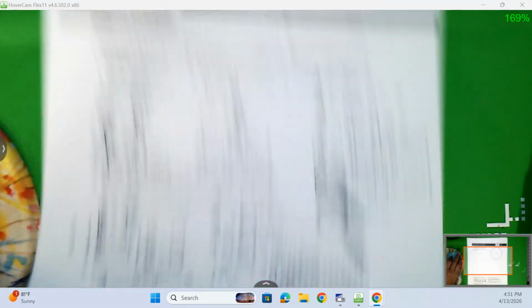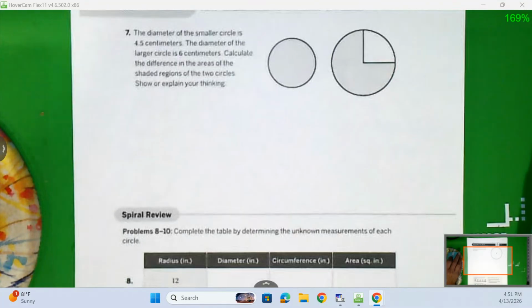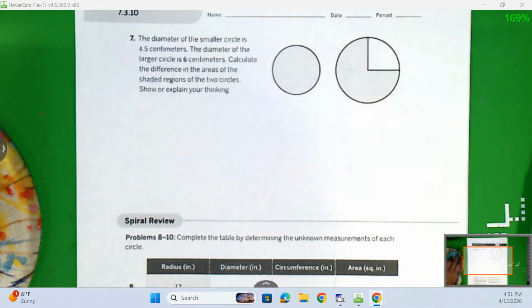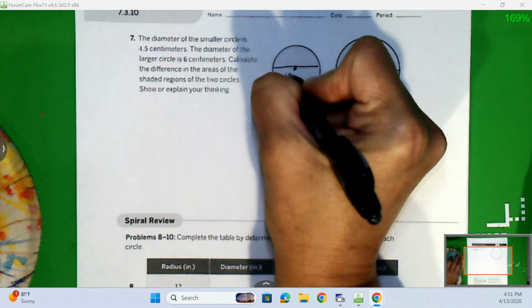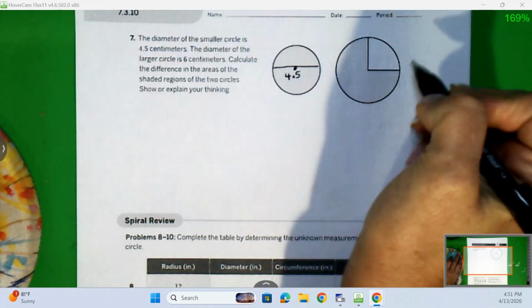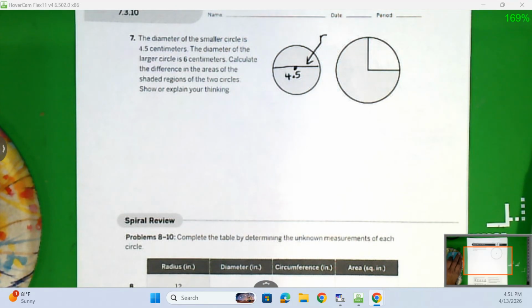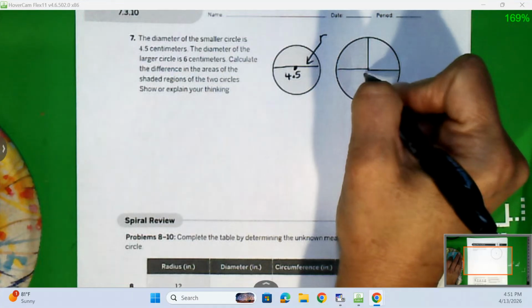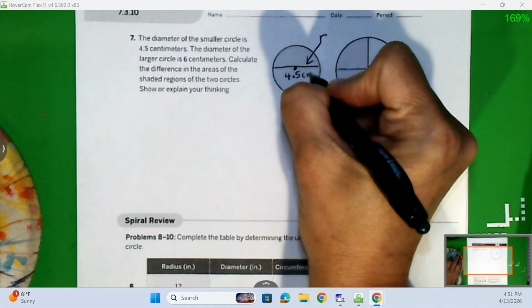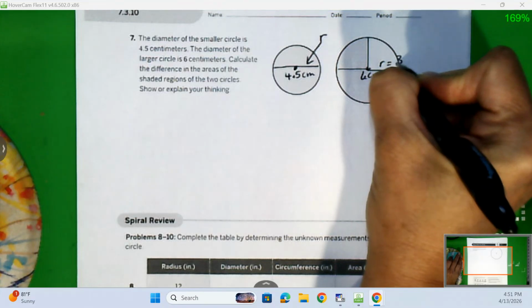Okay, on to question number 7. Here we have two circles. The diameter of the smaller circle is 4.5 centimeters. So remember, diameter is all the way across here. And we're told that's 4.5, which means then we can solve for the radius by taking half of that. And in the larger circle, the diameter is 6 centimeters. So that means the radius here is going to be half of that, which is 3.